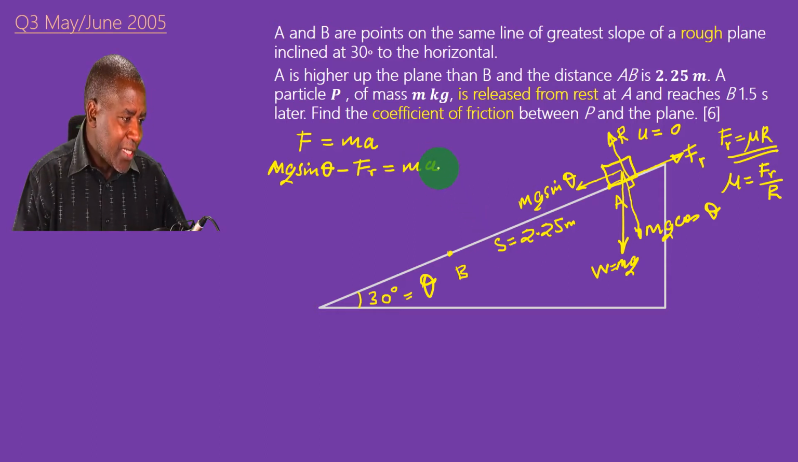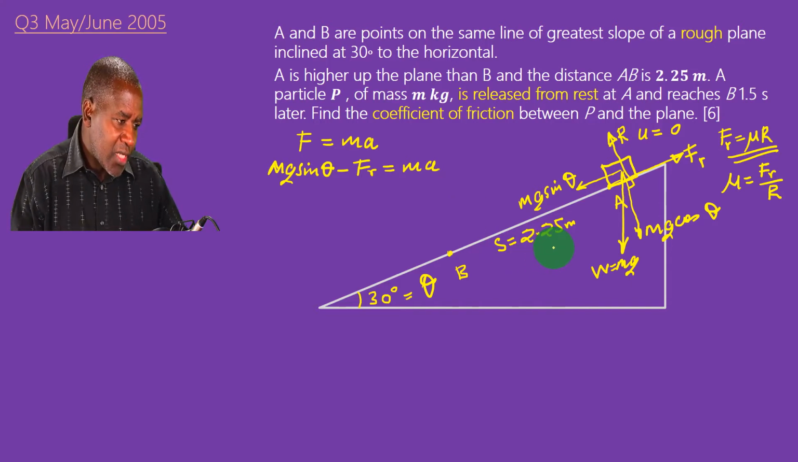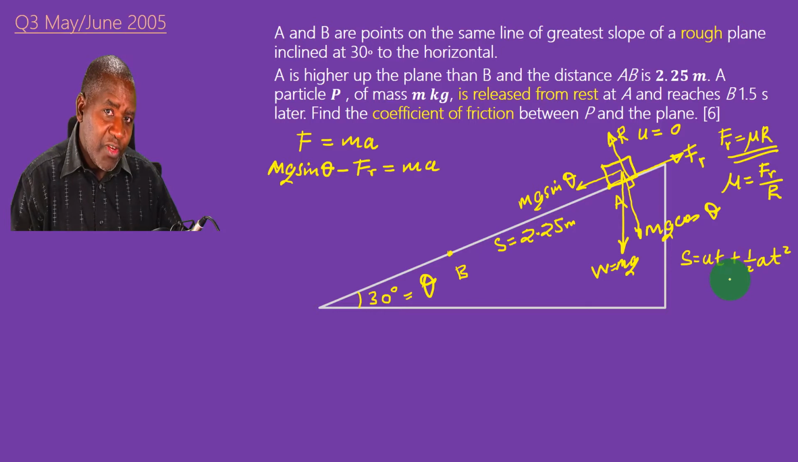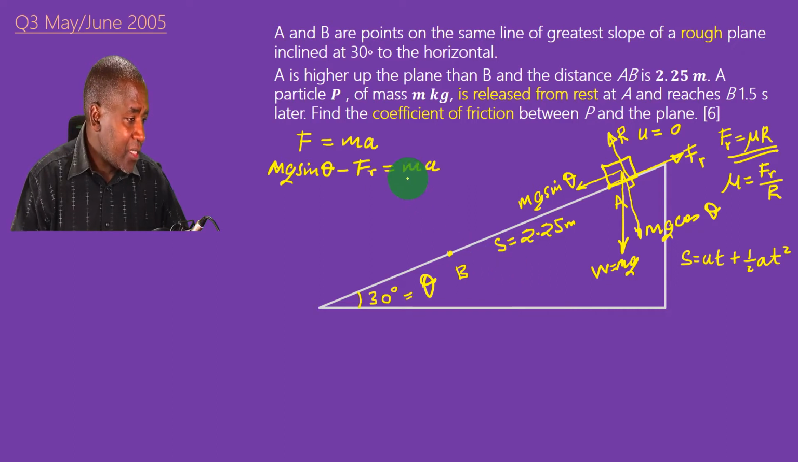Now, why is it that I need an A here? It might help me because I've got an S, I've got a U, and I'm thinking about an equation such as S is equal to ut plus a half at squared. There's some of the information that are coming into my mind. Yeah. So let's go through the motions.